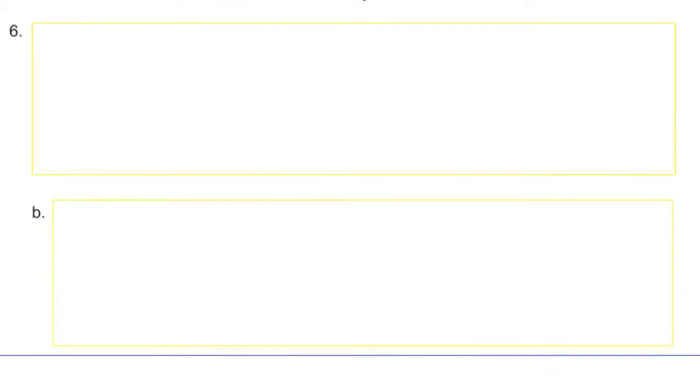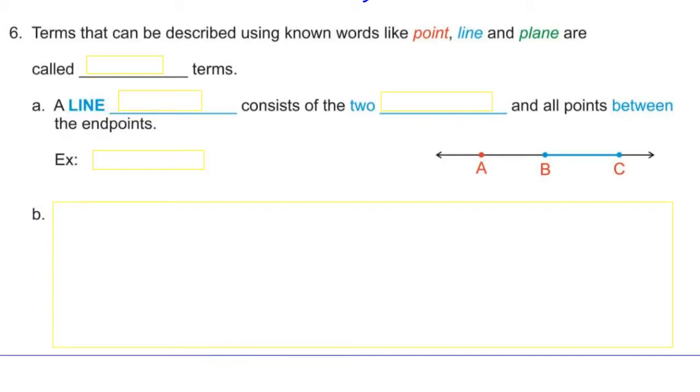What else? Geometry. A lot to it, but just some basic building blocks right now. Terms that can be described using known words like point, line, and plane, we know them now, are called defined terms. So we needed our building blocks. We needed our assumptions. And so we assumed what a point was, what a line was, what a plane is. Now, from those, we can have defined terms. The first one is a line segment. What is a line segment? A line segment consists of 2 endpoints and all the points between the endpoints.